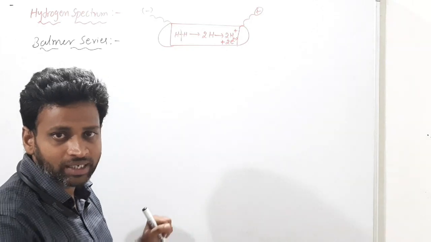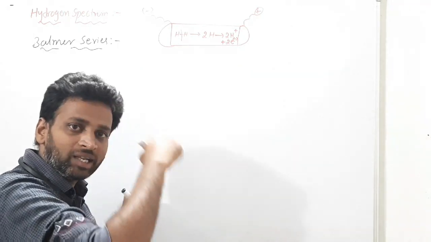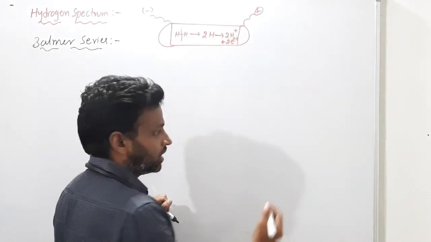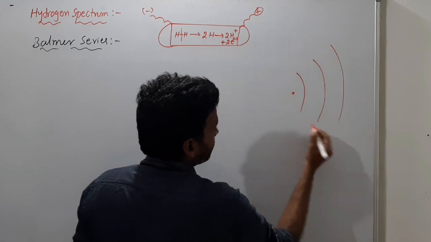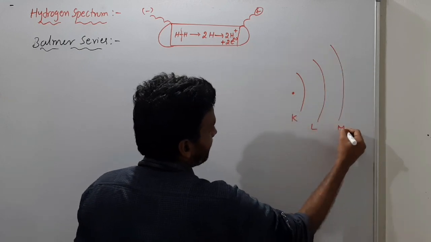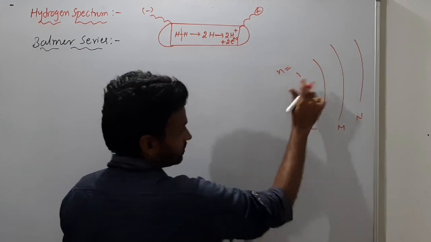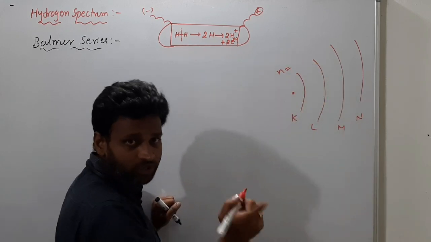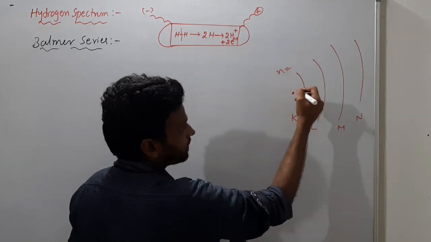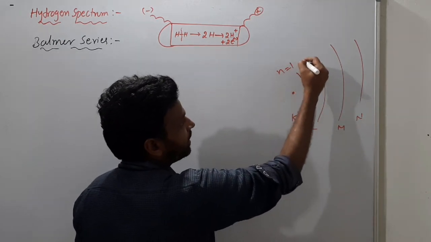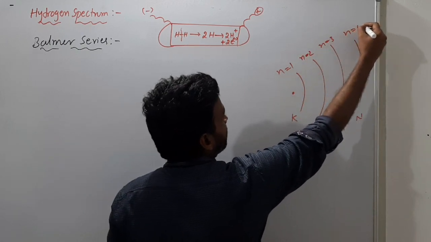Electrons are revolving in circular orbits. I gave this in the Rutherford atomic model, and previously also in quantum numbers. So here is the nucleus, and these are the orbits. We call them K, L, M and N. For the new students I am saying, these orbits are represented with the small n. n takes the values 1, 2, 3, 4 like this.